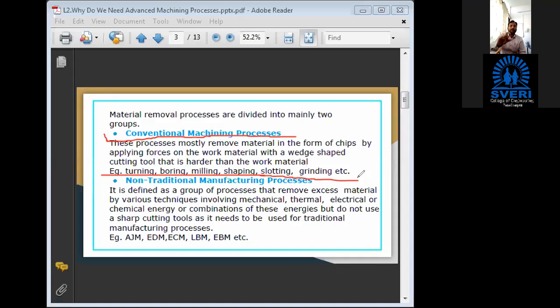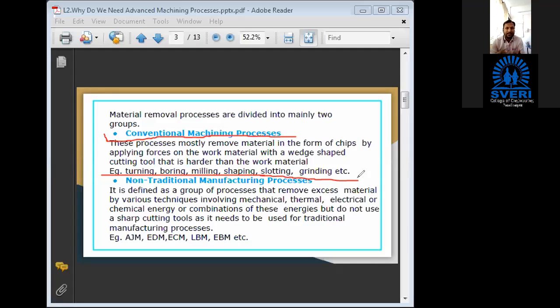Physical contact will occur between your tool and your workpiece, and due to the application of force, the material will be removed from your workpiece, and you will get the final shape with tighter control on your side. So that process is called the conventional machining process. Conventional machining processes are material removal processes, but here we have to apply force on your workpiece with the help of an edge cutting tool, and the material of the tool is always harder than your workpiece material. That is the basic requirement for the conventional machining process. Please remember this. Getting it?